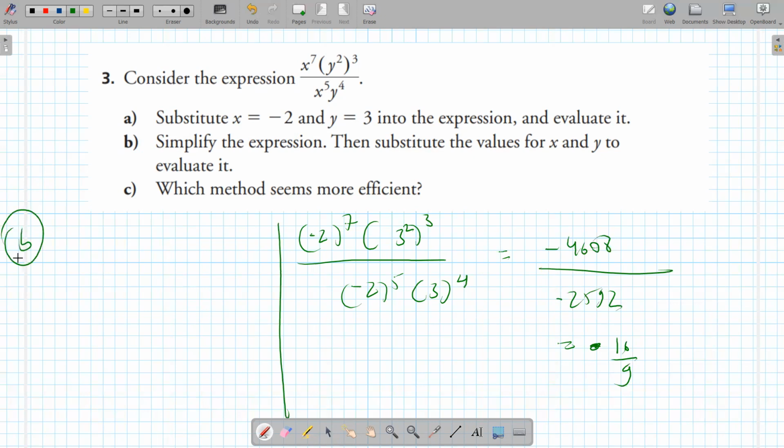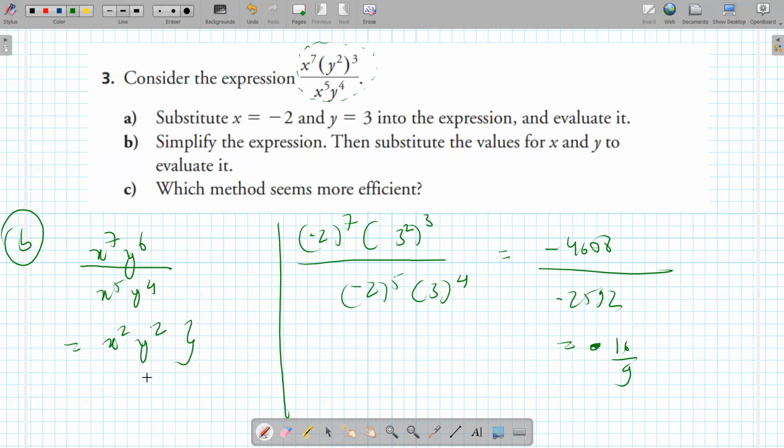Part B wants us to first simplify it and only then to clean it up. So let's simplify this. What do we get? We're trying to clean this up. Let's look at the numerator. X to the power 7, there's nothing going on, so we're going to leave that as is. What about y squared cubed? What does that simplify to? Y to the power of 6. That's right. On the bottom, we have x to the 5, x to the 4, y to the 4, sorry. So 5 is going to go up top. We get x squared, y squared.